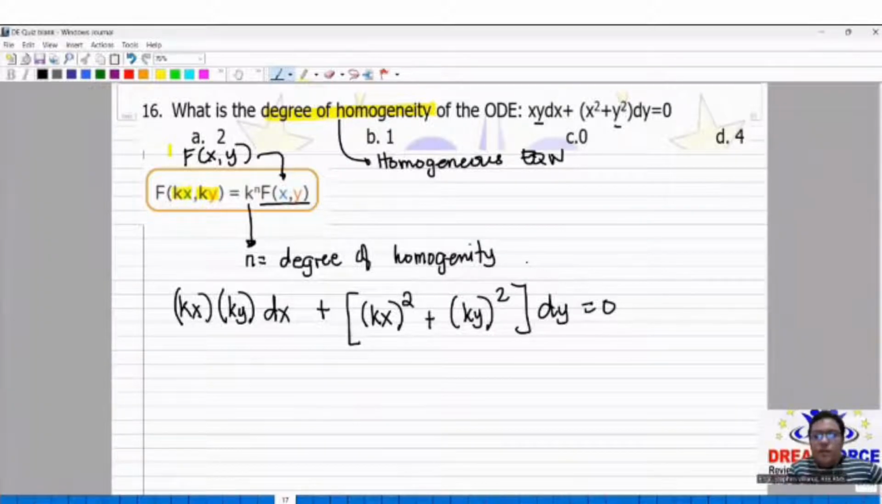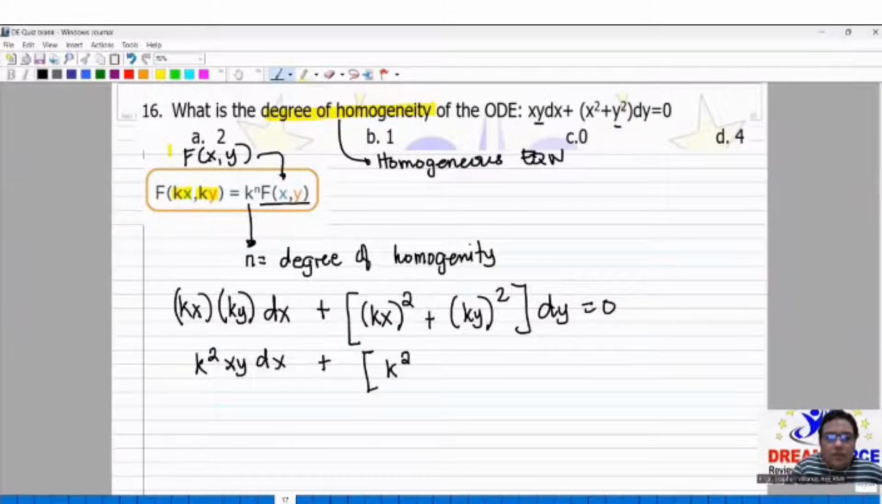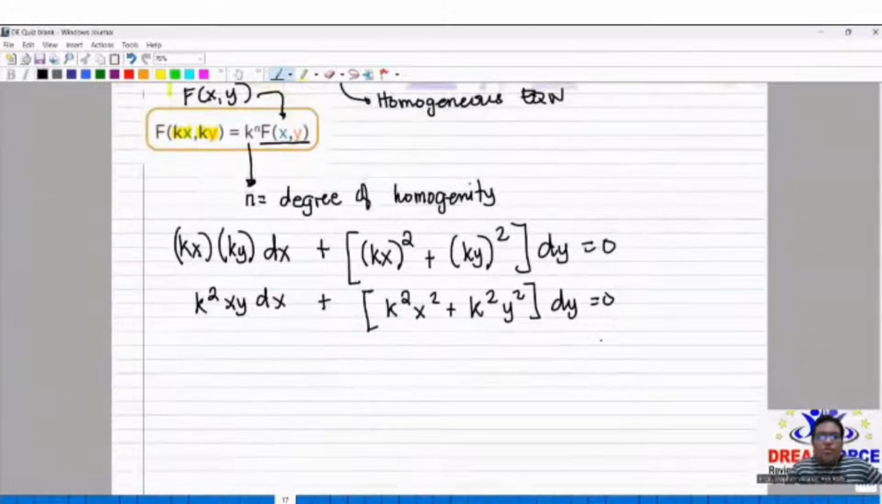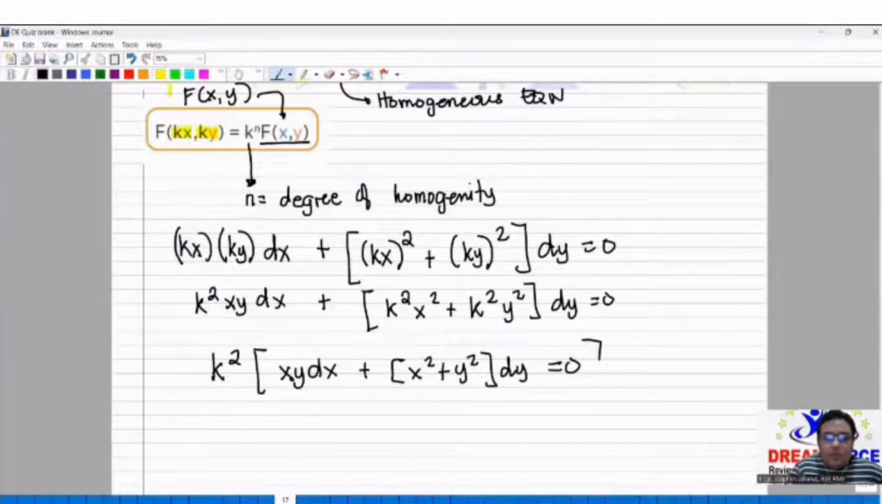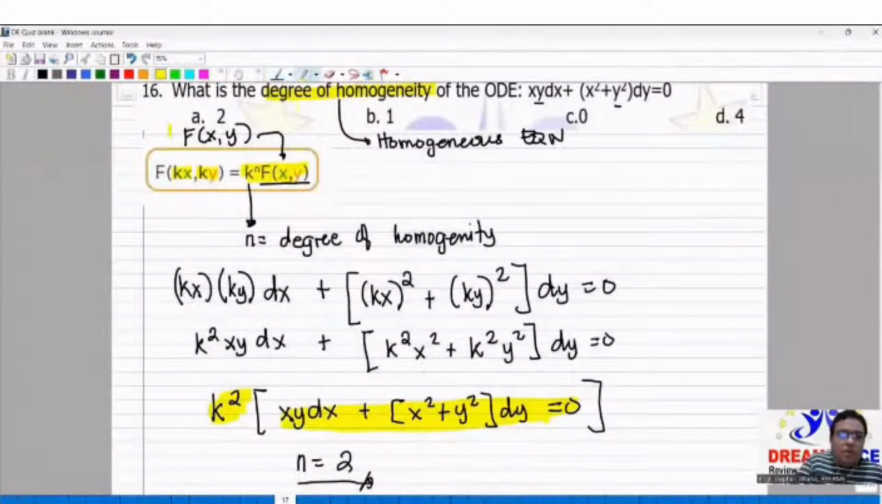Lahat ng x, lahat ng y, lagyan lang po natin ng k. This will become k squared xy dx plus the quantity k squared x squared plus k squared y squared multiplied by dy equal to 0. So, anong pwede natin ma-factor out? Yung ating k squared. So, k squared multiplied by xy dx plus x squared plus y squared dy. This is equal now to 0. Now, your degree of homogeneity is yung exponent ng k natin. So, that is equal to 2. So, that is having a degree of 2. Second degree of homogeneity.